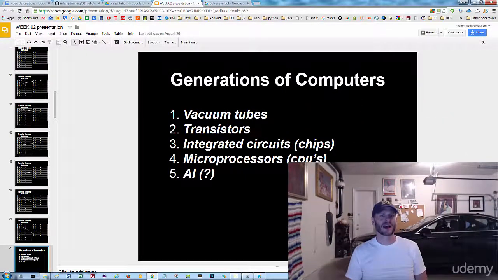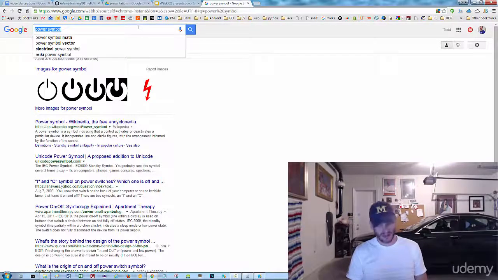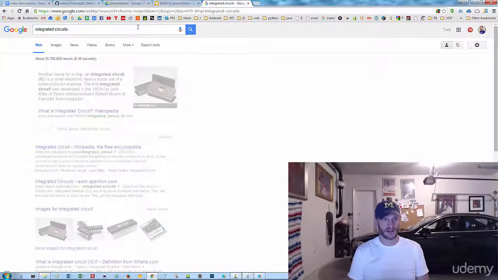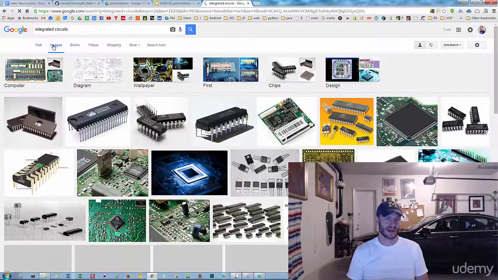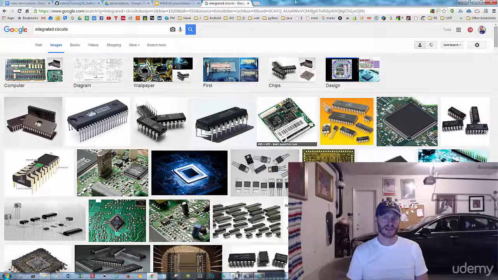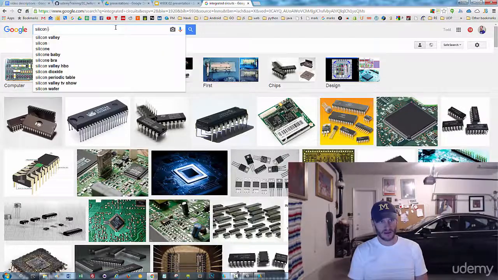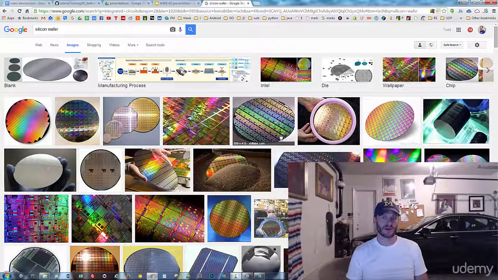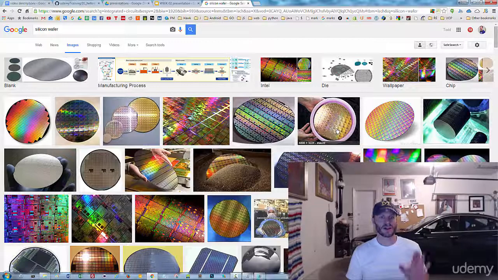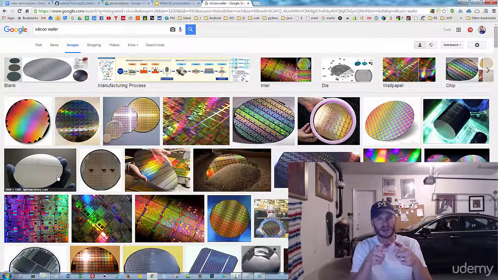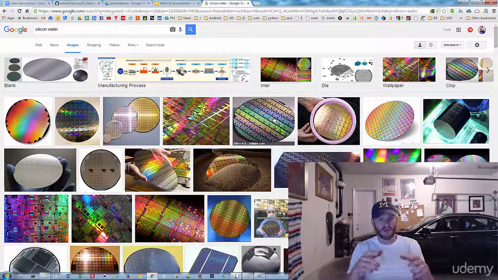So first generation computers were vacuum tubes, second generation were transistors, and then in the third generation we went from transistors to integrated circuits. You can also think of integrated circuits as chips. And here's a chip. What's inside that integrated circuit is a silicon wafer. Here's a silicon wafer, and if you look closely, check it out. Here this guy's holding a silicon wafer, and they print them onto one big wafer, one big board.